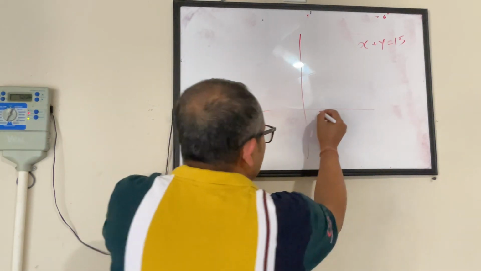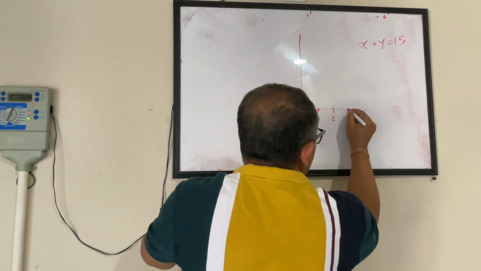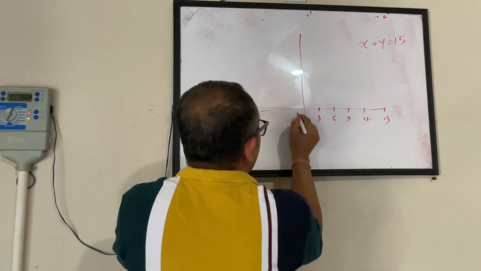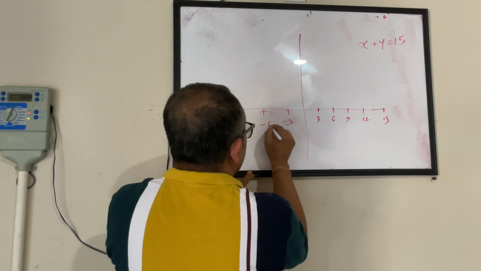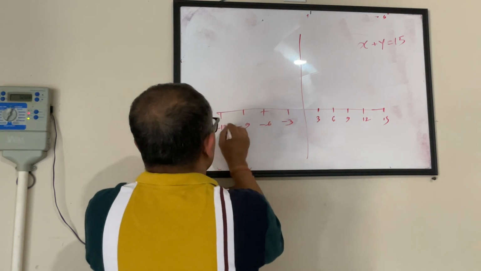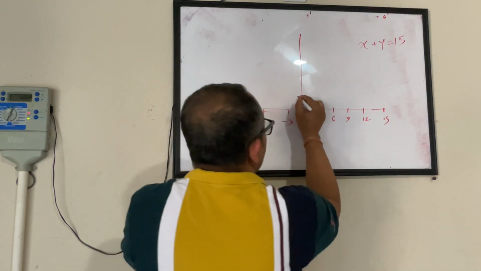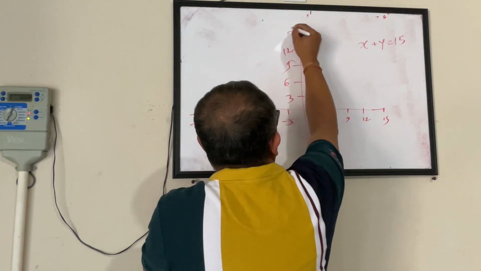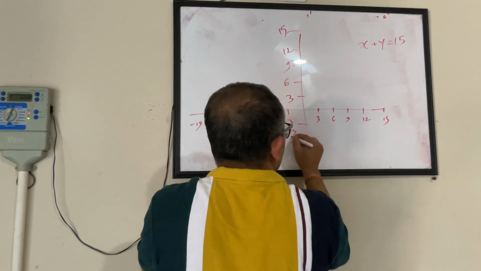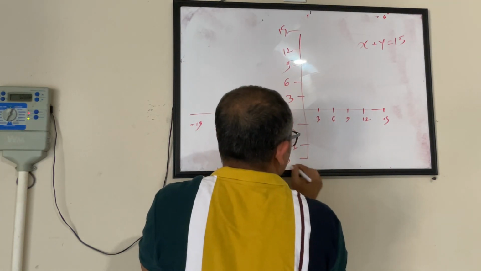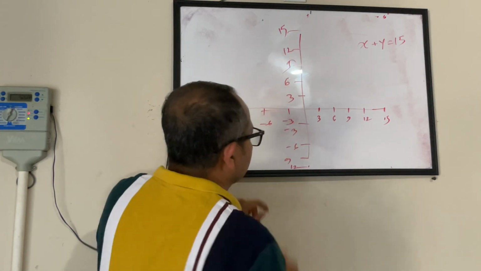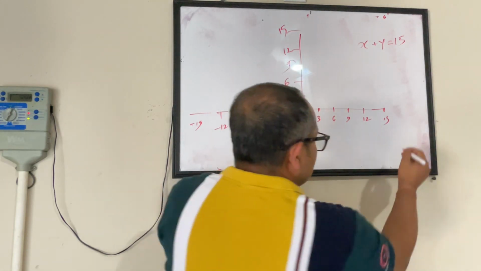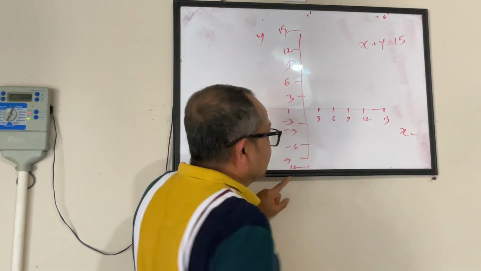Now let's look at this. I'll say this is 3, 6, 9, 12, 15. And minus 3, minus 6, minus 9, minus 12, minus 15. Now, I have the equation x plus y equal to 15. This is my x-axis, this is my y-axis.